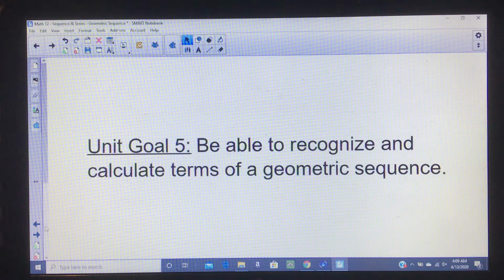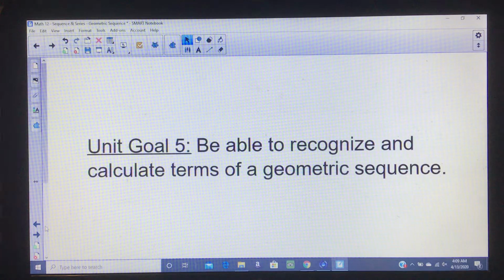Okay, this video is to cover unit goal 5 of our sequence and series unit, and the goal is to be able to recognize and calculate terms of something called a geometric sequence. So in previous videos we talked about sequence and series. We then went on to talk about what an arithmetic sequence was, and what an arithmetic series was, basically the sum of the arithmetic sequence.